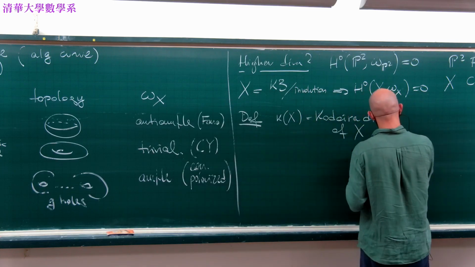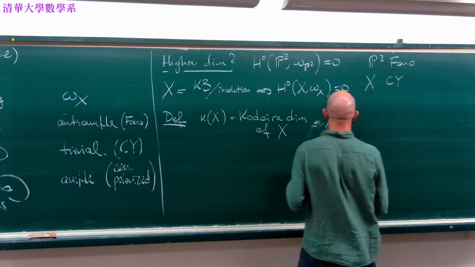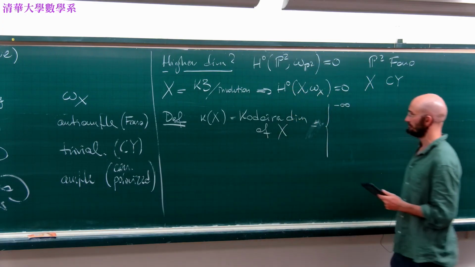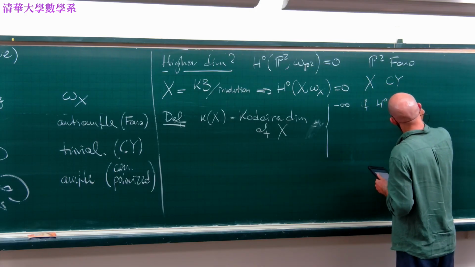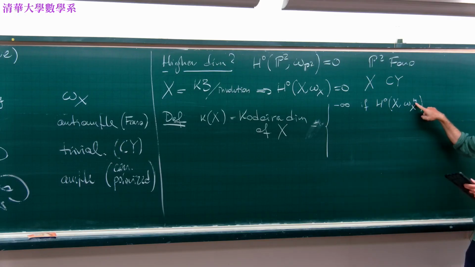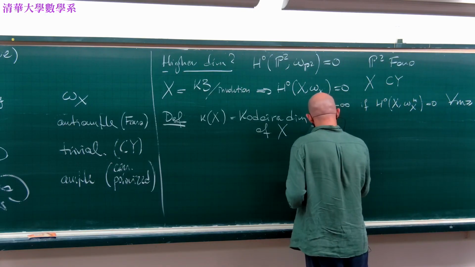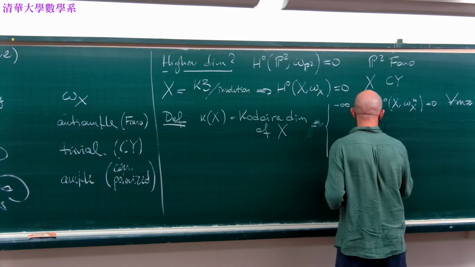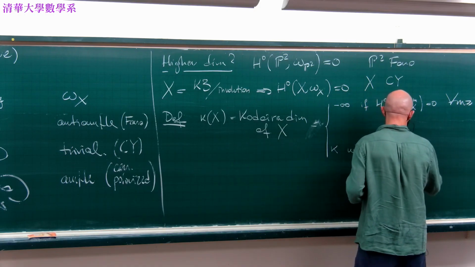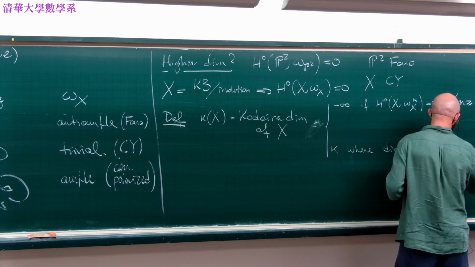And so this is an invariant that generalizes the genus and is defined as follows. It's defined by cases. So we set it equal to minus infinity if whenever I look at all positive tensor powers of my line bundle, this is 0. And if not, I set it equal to k, where k is the rate of growth of the space of global sections. So let me finish writing and this will be clearer in a moment.